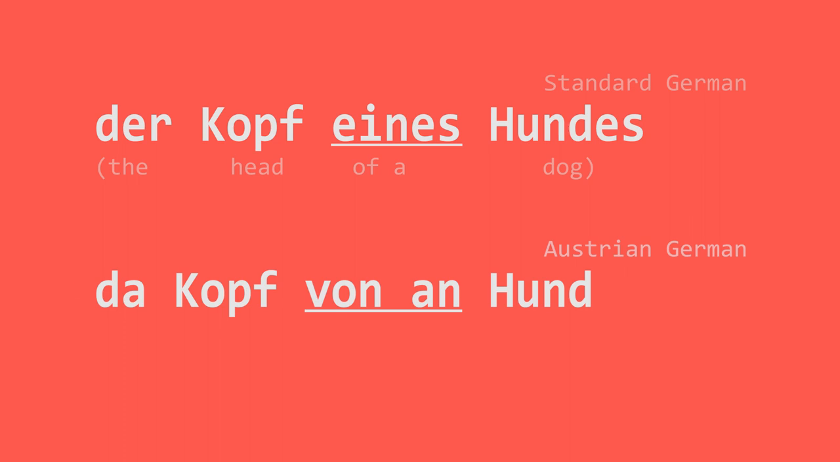So you see that the word eines in the Austrian dialect is replaced actually by the words von an. And if you look at the English translation, you can see that it really matches with the English translation of an, the head of a dog, der Kopf von einem Hund. So it's very similar to that.